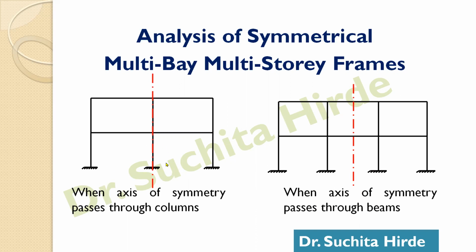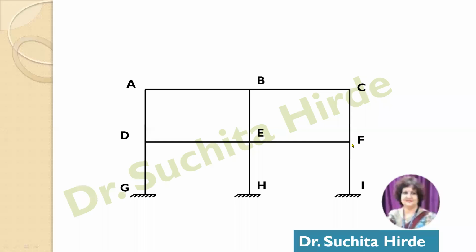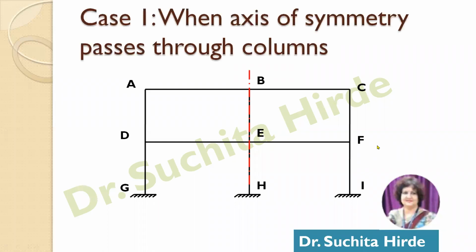First we will consider case 1, axis of symmetry passes through columns, and then we will discuss axis of symmetry passes through beams. We will understand how we can modify this frame for analysis if axis of symmetry passes through columns and if axis of symmetry passes through beams. So let us consider first case, that is when axis of symmetry passes through columns.